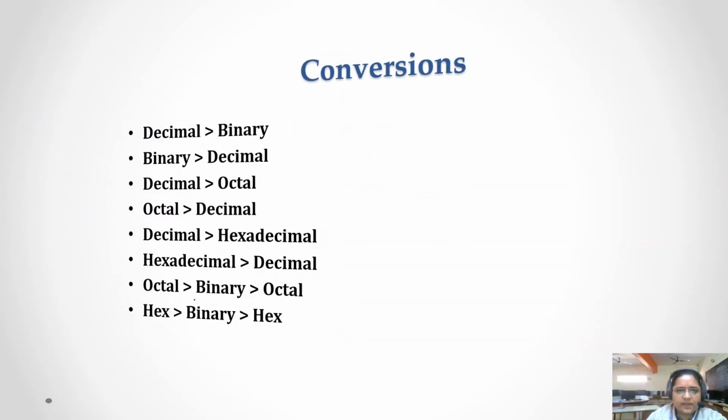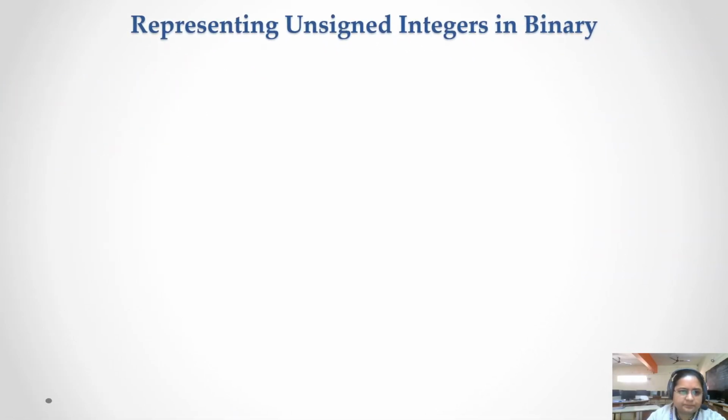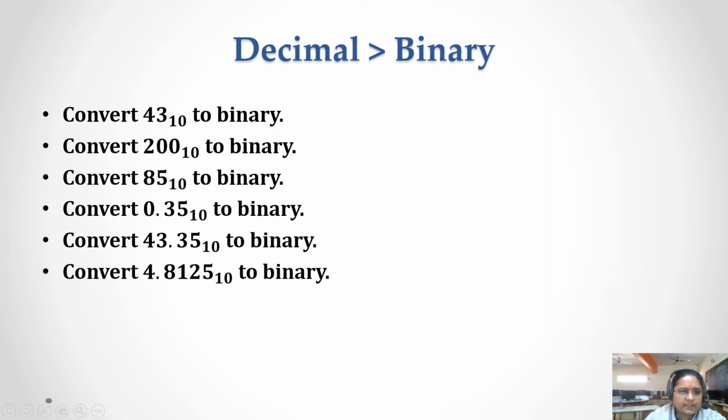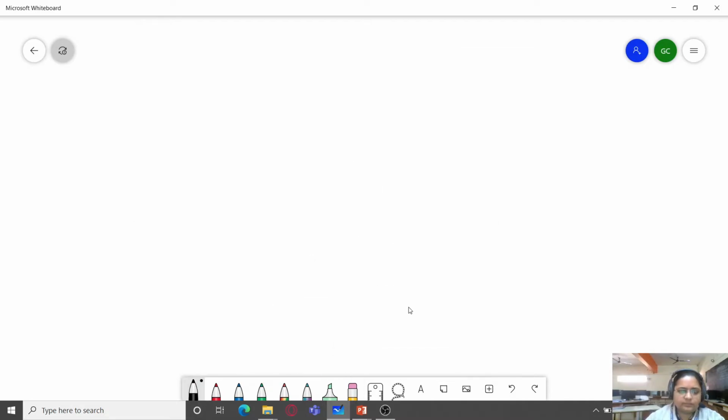So we will start with the very first, that is decimal to binary conversions. We'll start with question number 1. That is, convert 43 to the base 10 to binary. So let's do this. We have our very first question here, 43 to the base 10. It has to be converted into binary. In the exam you will get questions of this type only.